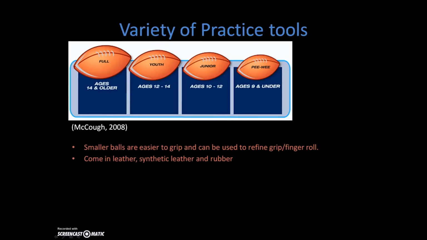One way we were able to vary up the practice tools used for the learner was initially using a smaller ball so that the learner could understand and properly execute the motion of imparting spin on the ball as it releases from the hand.